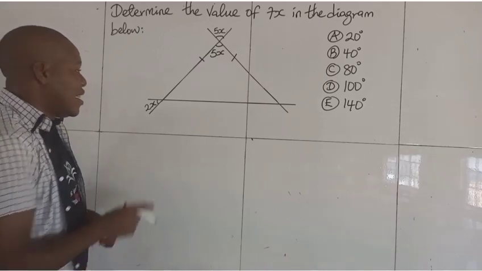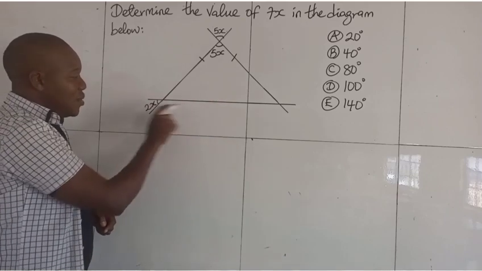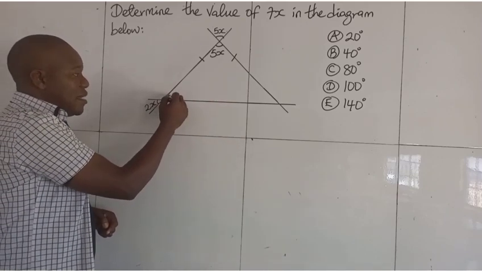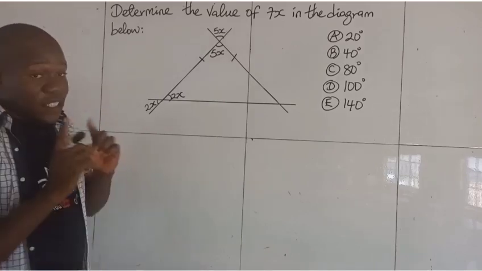Of course, similarly, I can apply that property here. This is a straight line, it's another straight line. So here and here must be the same thing, 2x, vertically opposite. That's the first thing we've done.